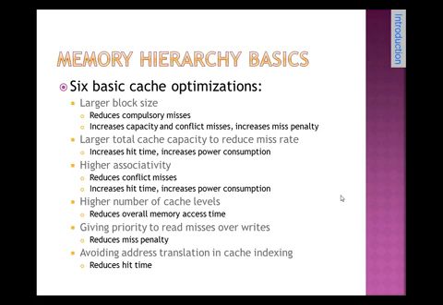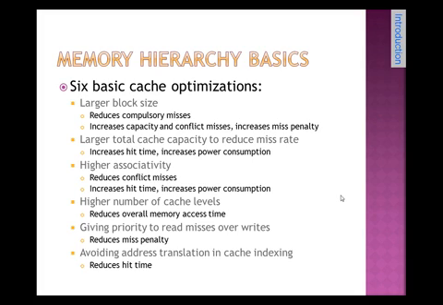So these are the cache optimizations. The first is a larger block size. Then larger total cache capacity to reduce the miss rate, that is, the capacity of the cache memory is so high that it will contain all the data and there is no miss. Then higher associativity, which reduces the conflict misses but increases the hit time. These are the basics of how we can optimize the cache memory.